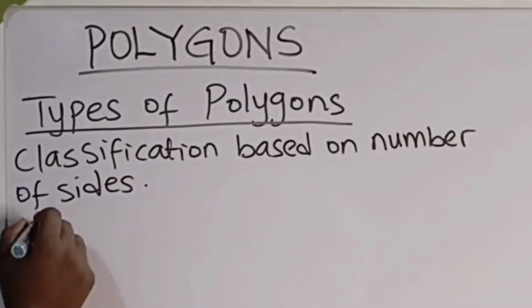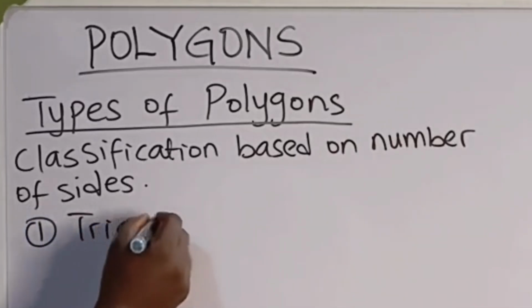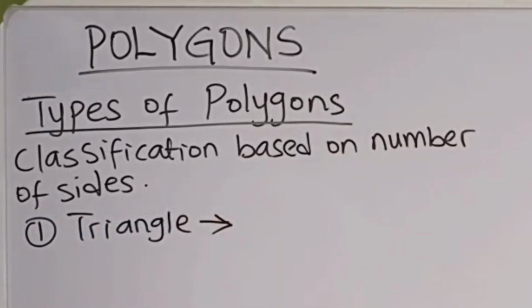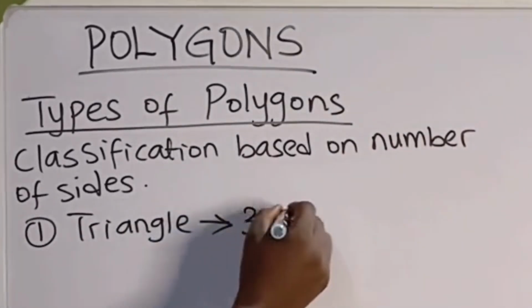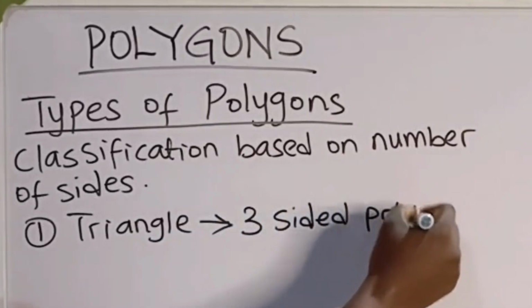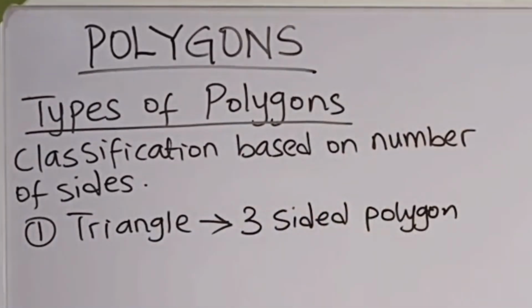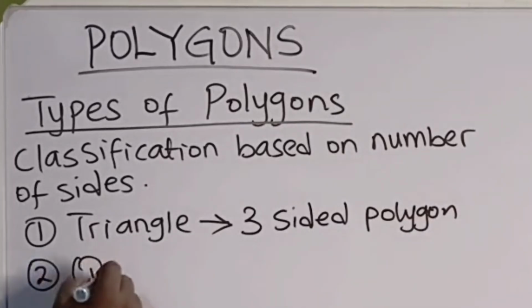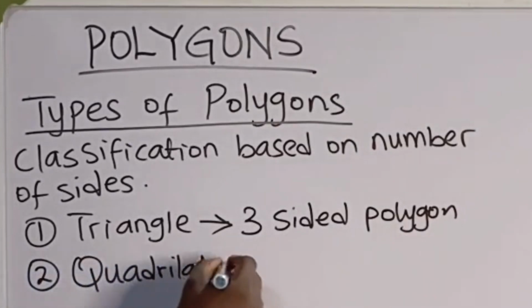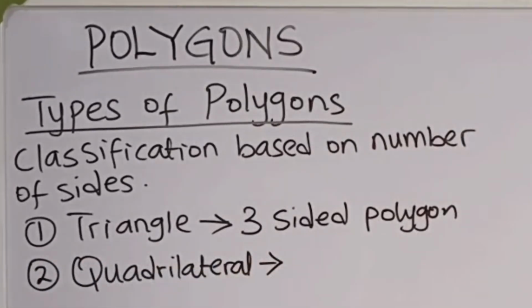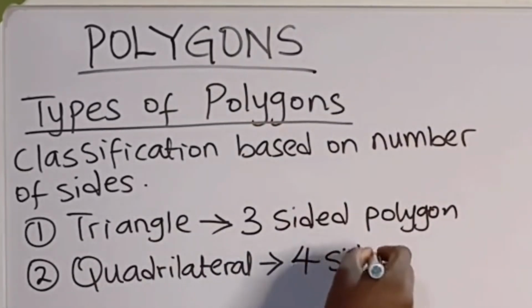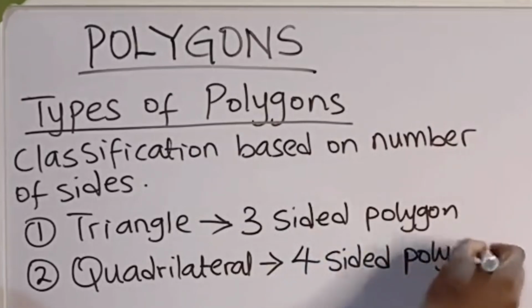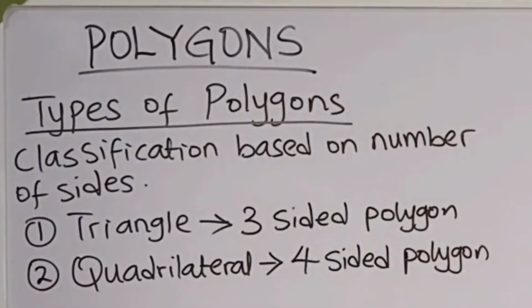The first one is triangle. A triangle is a polygon that has 3 sides. So a 3-sided polygon is called a triangle. The second, quadrilateral. A quadrilateral is a polygon that has 4 sides. So a polygon that has 4 sides is called a quadrilateral.